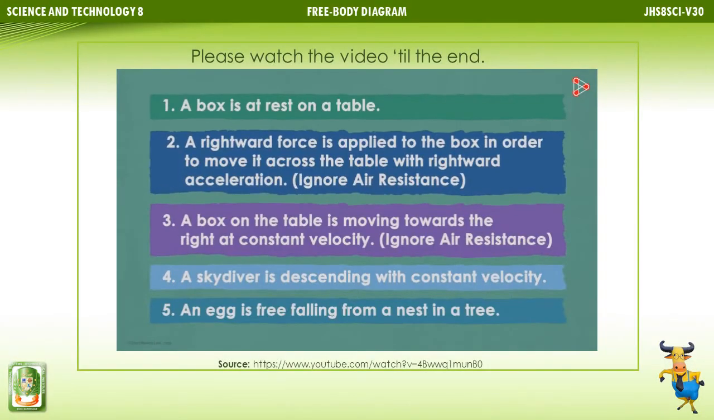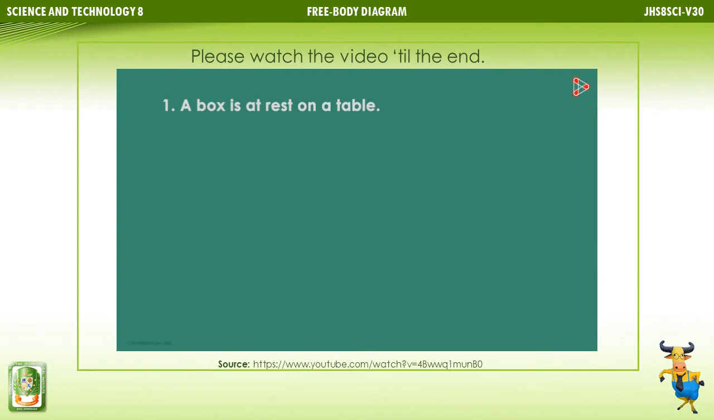I want you to read these 5 situations and draw free body diagrams for each. Okay, so let me draw the first one for you and then you can try the rest.